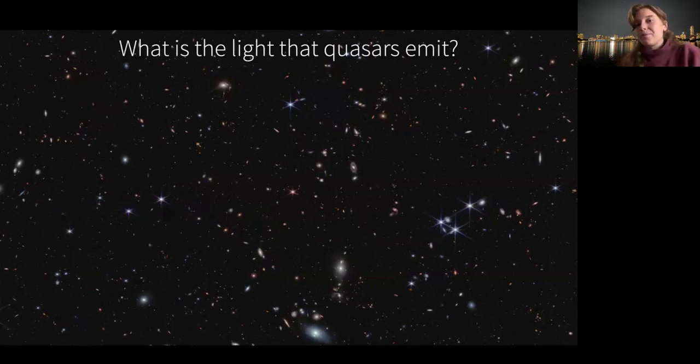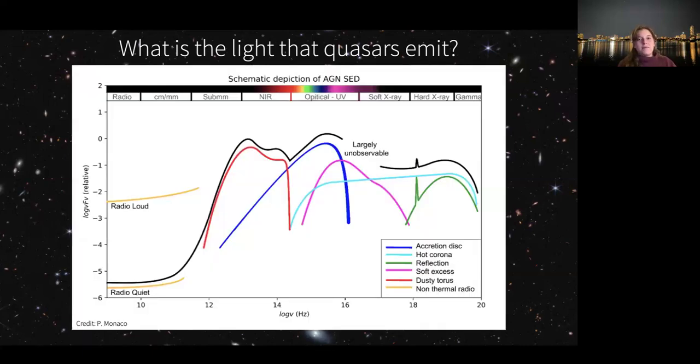So this is coming back to your earlier question about whether radiation is isotropic. When we talk about detecting these quasars and the light from them, we need to be very specific about what light we're talking about and what that light can actually tell us about these objects. Here I'm showing what we call an SED, a spectral energy distribution of a generic quasar, of a generic active black hole.